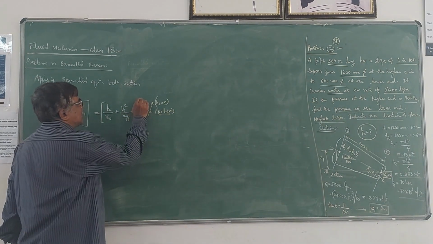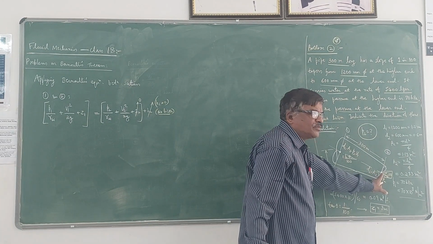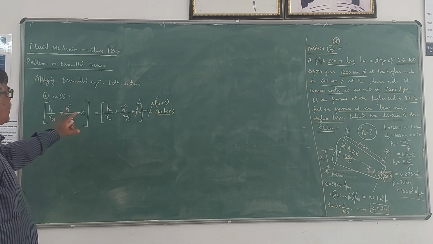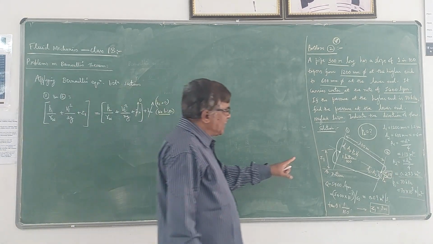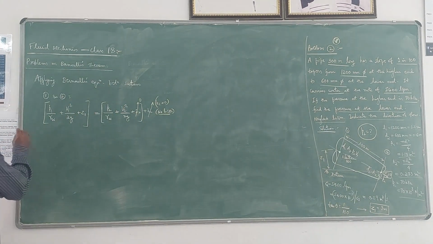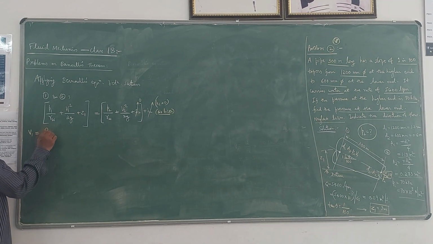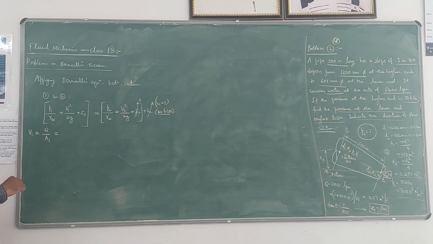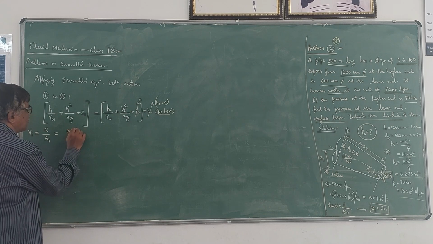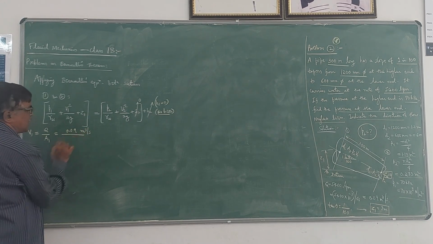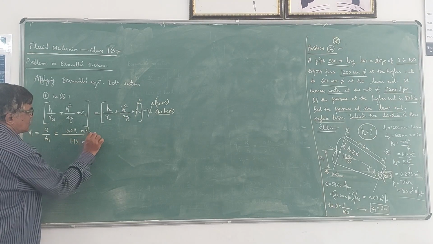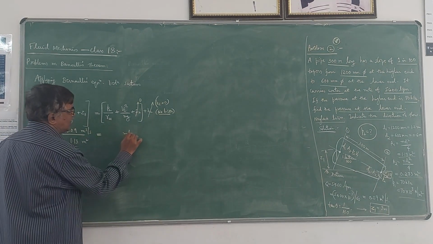Z2 will be 0 because I have taken this point itself as the datum, and Z1 is 3 meters. Now whatever values are known, you just go on substituting, but we need to calculate the values of V1 and V2 here. From the continuity equation, V1 is equal to Q by A1, because Q is equal to A1 V1. Q is 0.09 meter cube per second, divided by A1, which we have calculated as 1.13 meter square, the area at section 1.